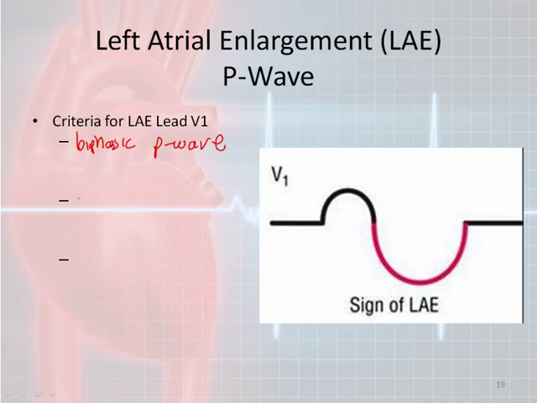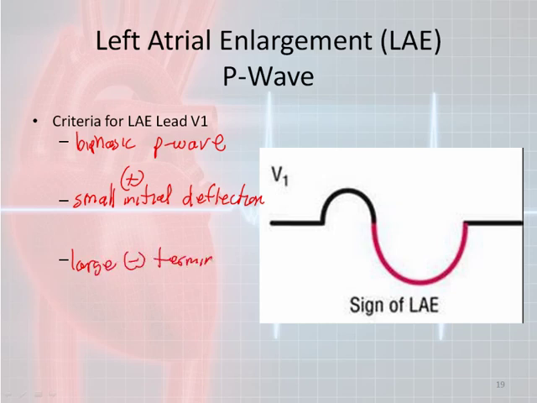What happens is you're going to have a small initial deflection. Technically, it'll be a small initial positive deflection with a large negative terminal scooping.